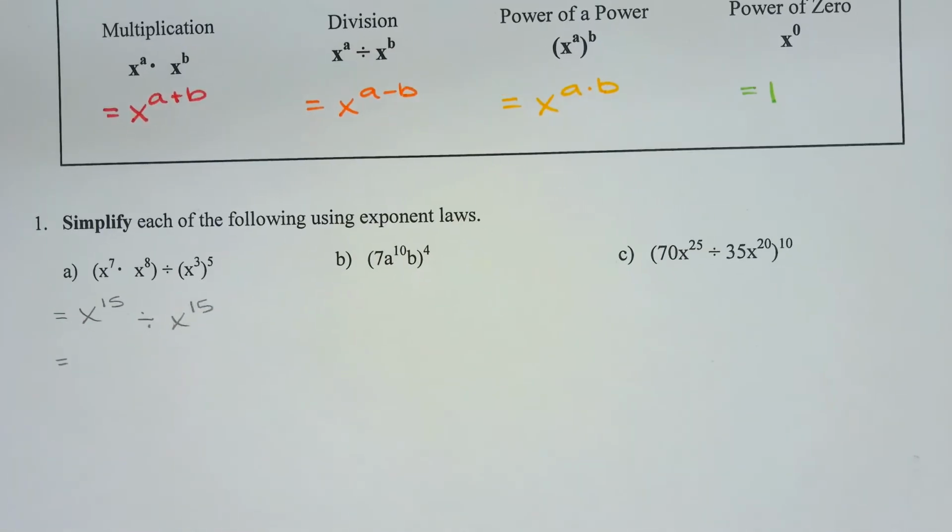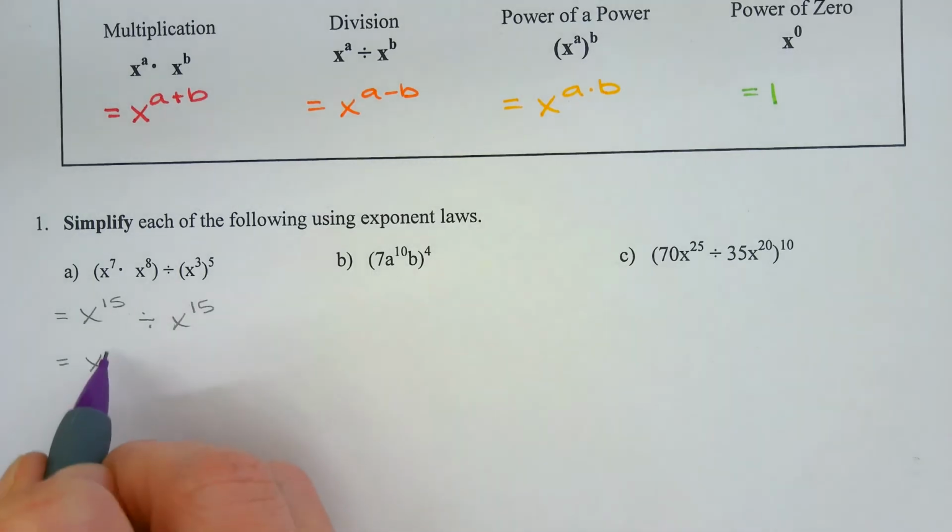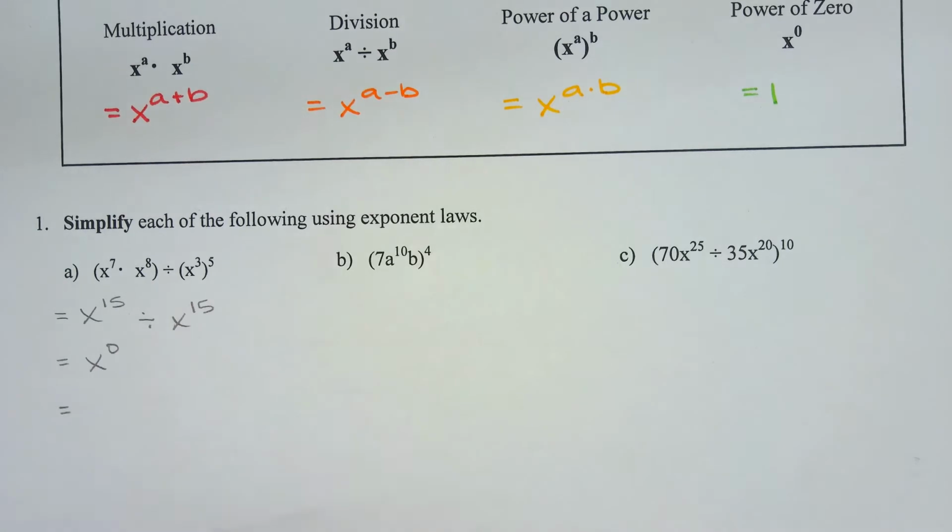When you divide powers of the same base, you will subtract the exponents. So 15 minus 15 is 0. So I'm going to get x to the power of 0. And x to the power of 0 is just 1.